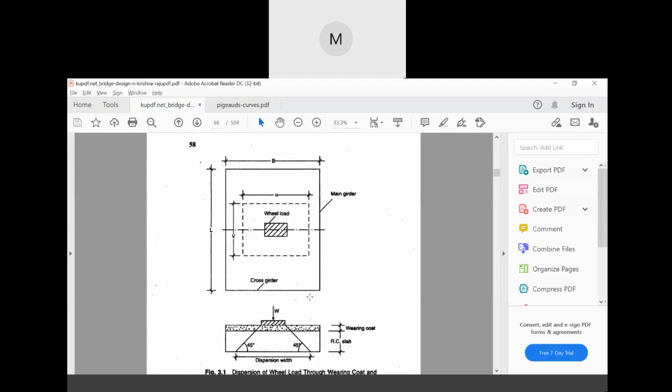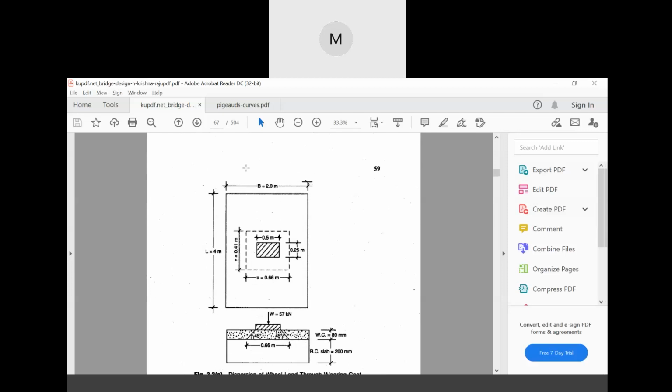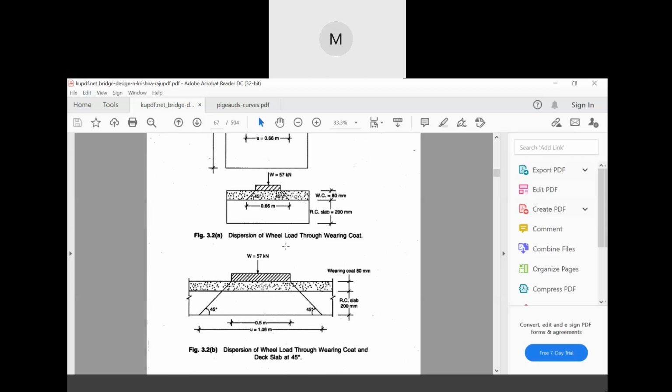So if it is in u direction, then suppose this is small u. So small u is equal to how much? 0.50 plus 2 into 0.08. Okay. So in this way you will have to find out. Just remember it. Do not forget. Okay.